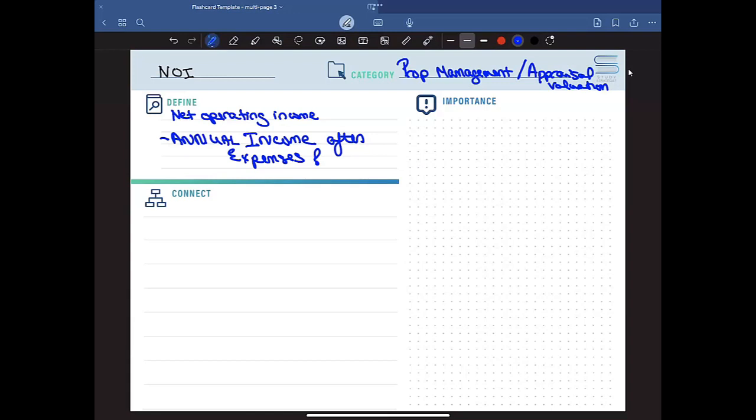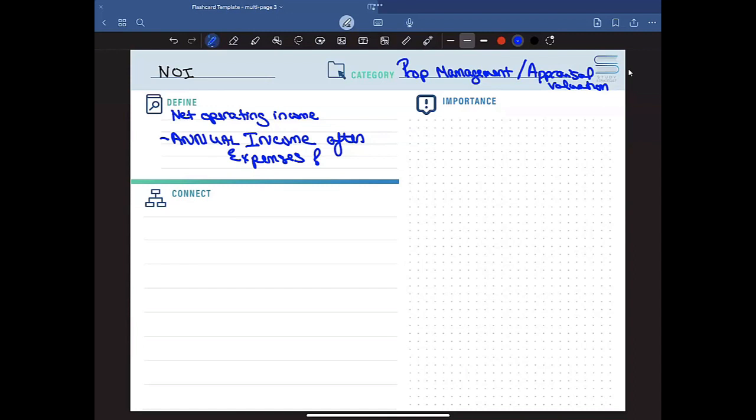Is $200 your profit or your income? Like, is that money you made? Is it a full $200? No, probably not, because you had $50 in expenses. At a very, very base level, that is net operating income.